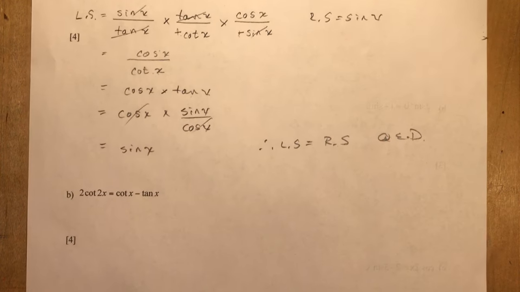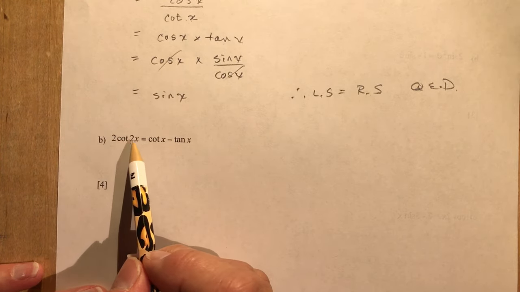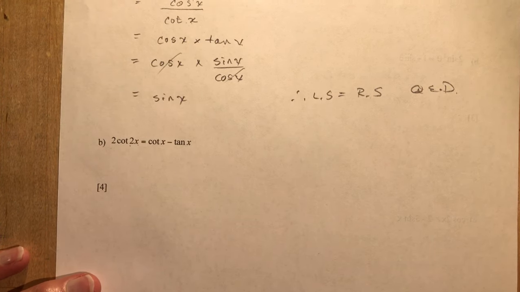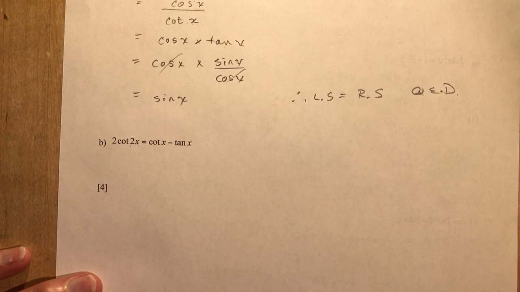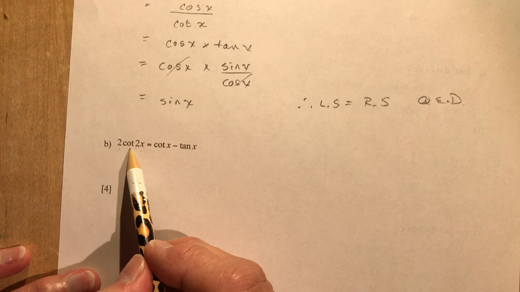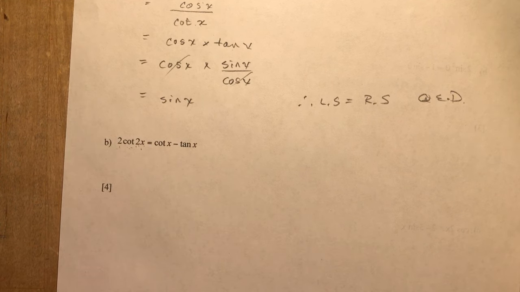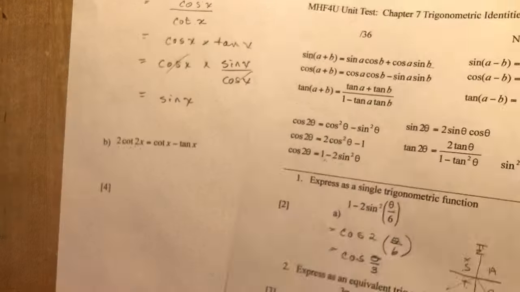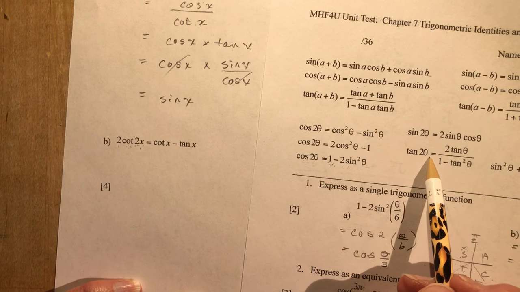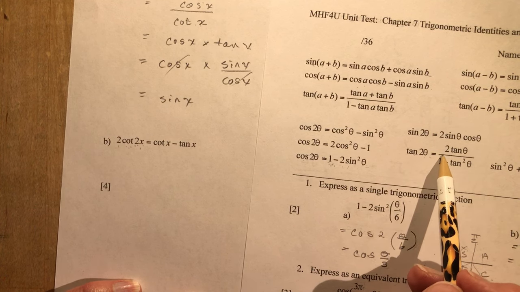Okay, so the last one I have is 2 cotangent 2x equals cotangent x minus tan x. So what side is more difficult? Well, this one probably, because we have a double angle. So the 2 times the cotangent of 2x. Let's bring back that formula sheet that had the formulas on it. Here's the tan of 2 theta. I want the cotangent, so all I have to do is flip it around.